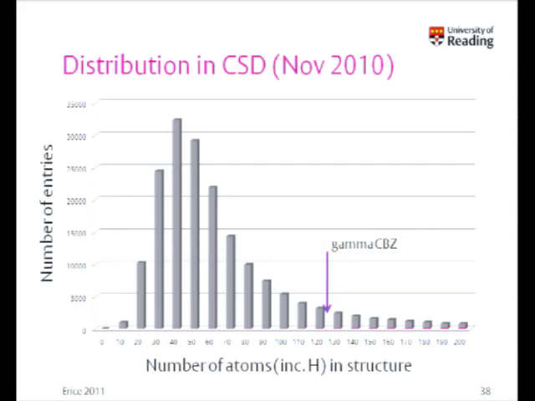So where does gamma carbamazepine in terms of complexity figure in the great grand scheme of things? Well, here's the distribution of the number of entries of molecular organic structures in the November release of the CSD. This is the number of atoms, including hydrogen, in the structure versus number of entries. This is a sweeping generalization, but if powder diffraction can tackle something complicated like gamma carbamazepine, and I could have picked many other examples from many other groups that would show very similar things, it means that we're in a good place. There's a lot of structures that we can potentially tackle, and we shouldn't be afraid to bring powder diffraction to bear on them.